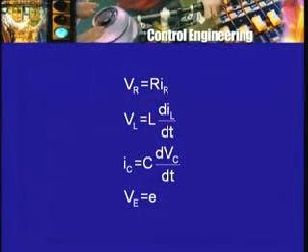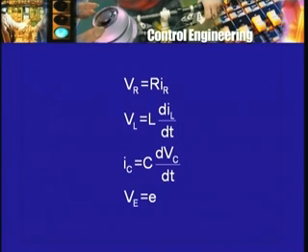VR equal to RI, VL equal to L di/dt, IC equal to C dV/dt, and V for the source VE is equal to some function E. Actually, I should be a little more careful here. I should have used symbols which indicate what component or element of the circuit or network they are associated with.